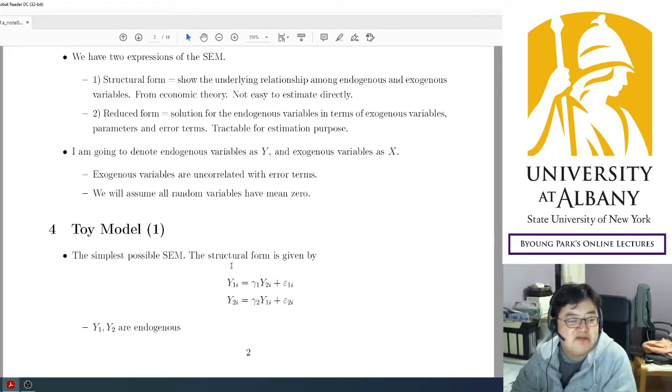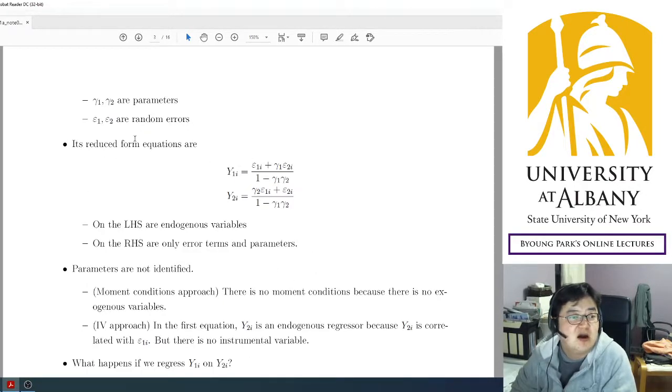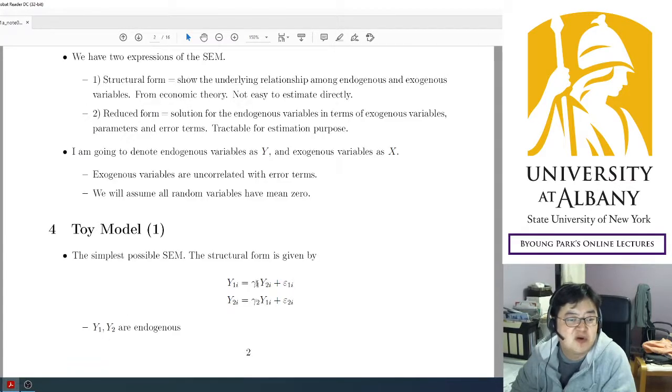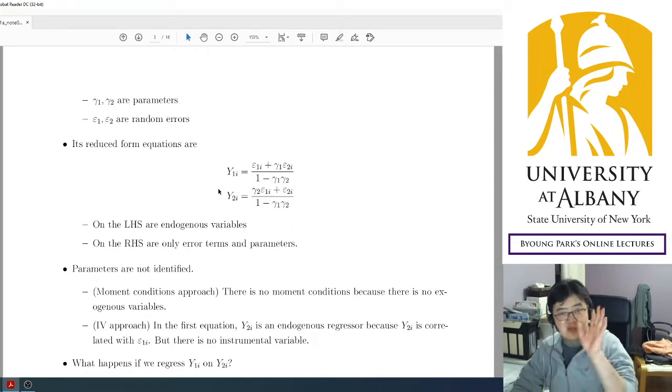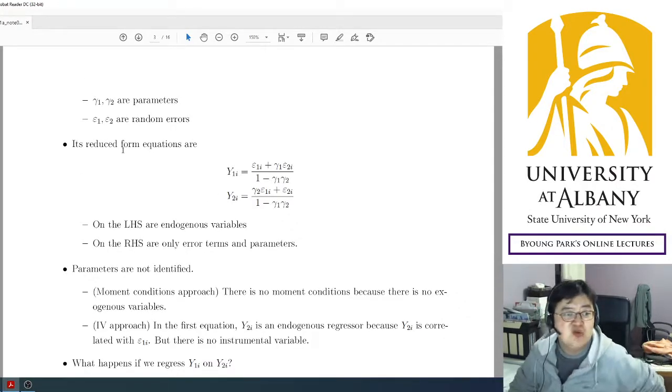Be more creative. Anyhow, this is the structural form, and we have parameters gamma 1, gamma 2, and of course epsilon 1, epsilon 2 are errors. Based on the two equations, you can solve for y1 and y2, which is pretty simple, a system of linear equations. I'm not going to show you how to do this. Anyhow, this is the solution, and this is the reduced form.